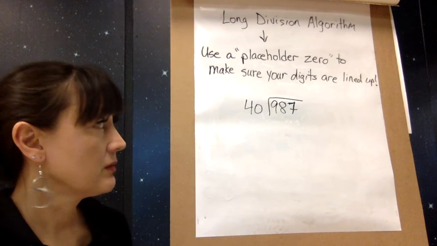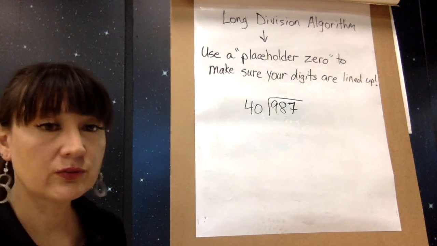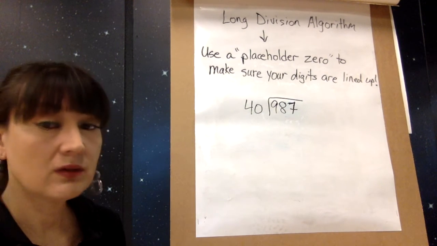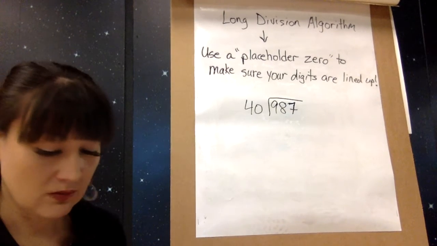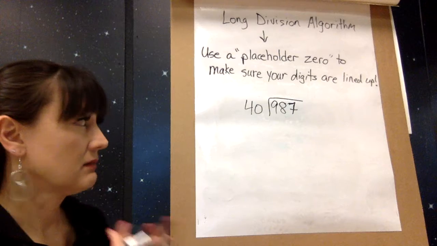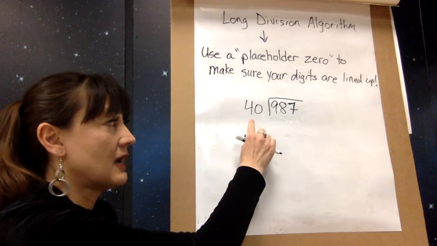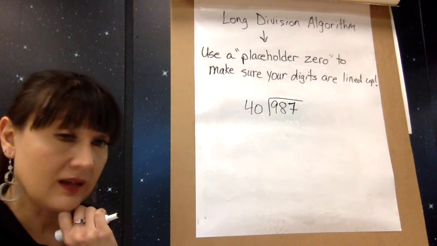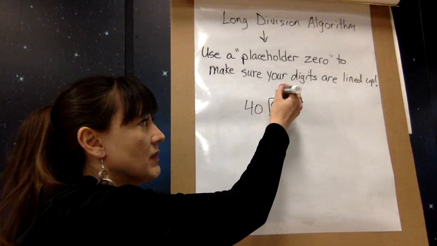Okay, so the next problem that we'll focus on actually has a divisor with 2 digits, and I'm going to go ahead and talk about using a placeholder 0 to make sure your digits are lined up. So first of all, we're going to go ahead and follow the same pattern. So we're going to ask, how many times does 40 fit into 9? Well, 40 does not fit into 9, and so this is where I place my 0.